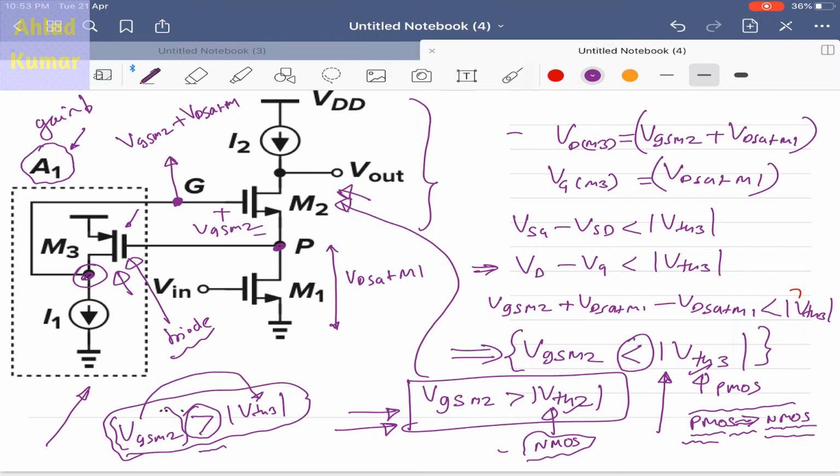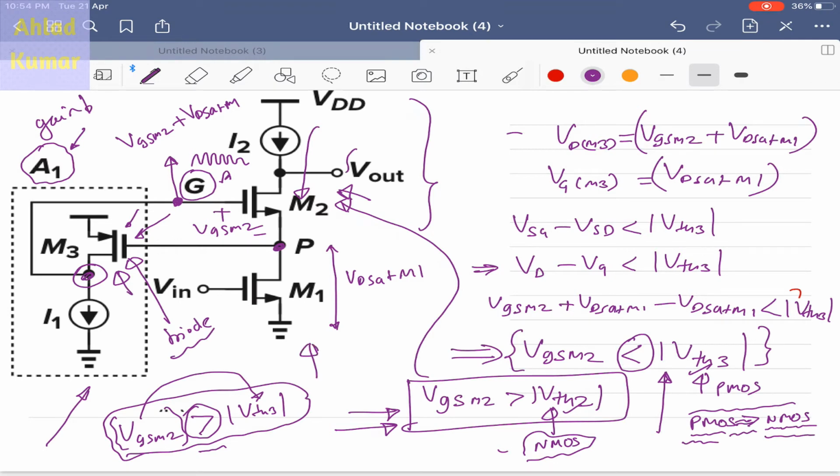And what is that undesirable effect? The range for which this gate voltage can fluctuate is very small. The moment it becomes more than VTH3, this transistor M3 will turn into triode, and the whole concept of the amplifier regulating the drain current of M1 will go. So this is the main problem of this circuitry.